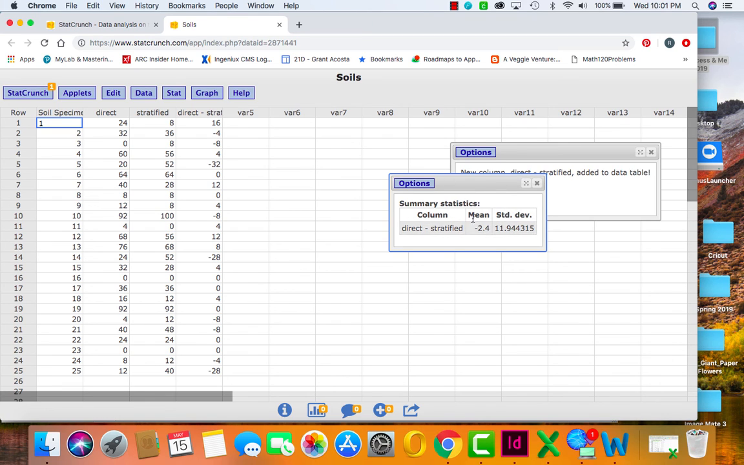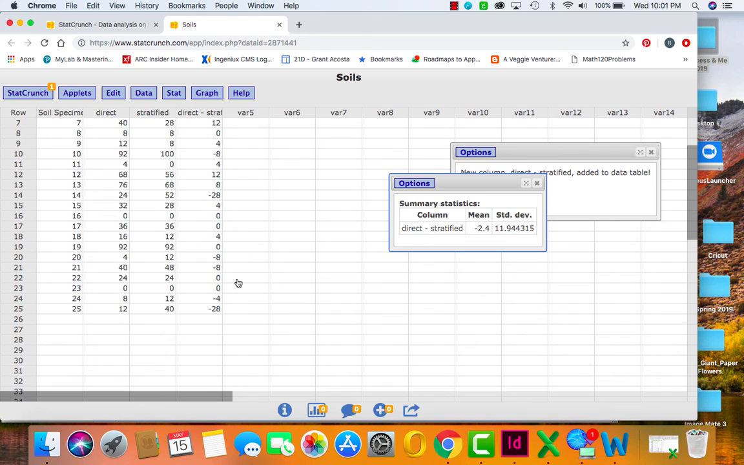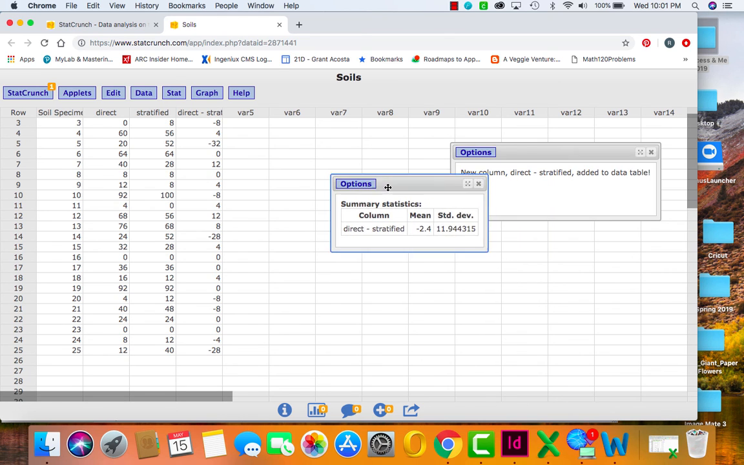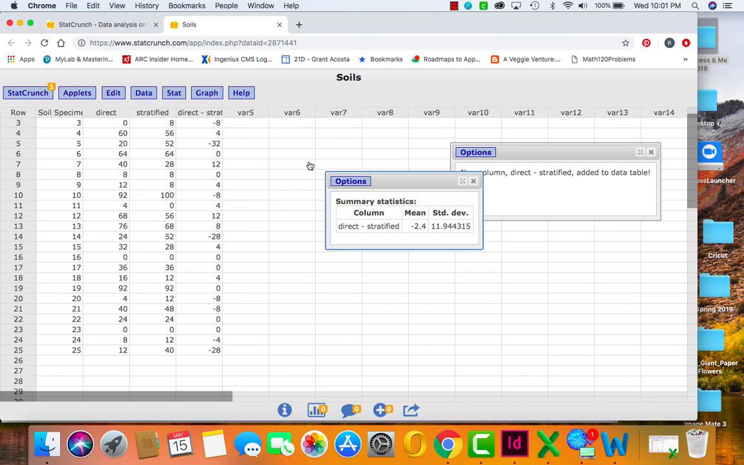Some of you had 30 something here for the mean, which means that you found the mean of the entire column for direct and the mean of the entire column for stratified and then subtracted those. That's different than finding the average in each individual difference. So be careful about that. And that's how you find the histogram and the mean of the differences.